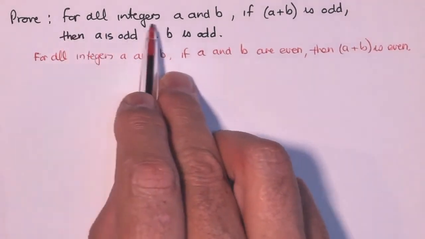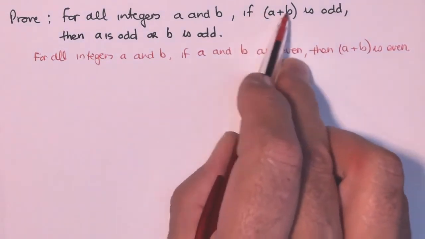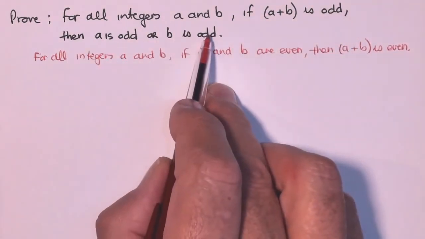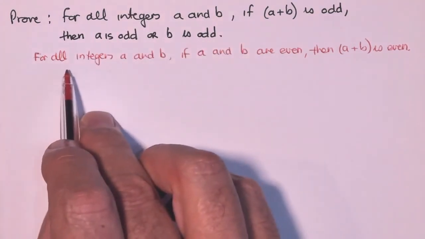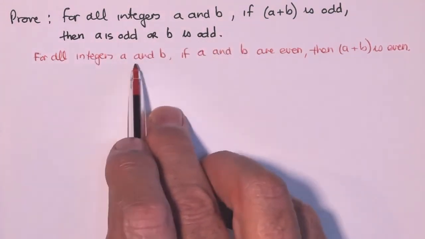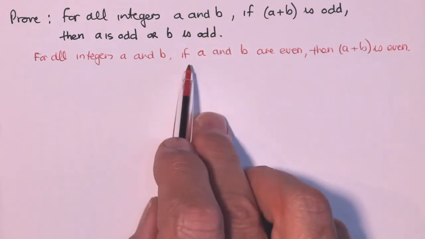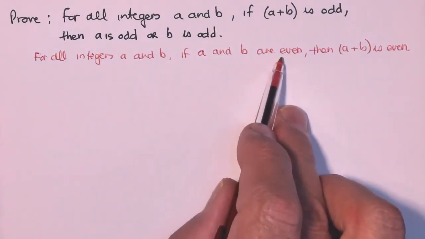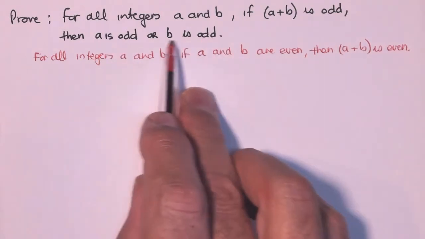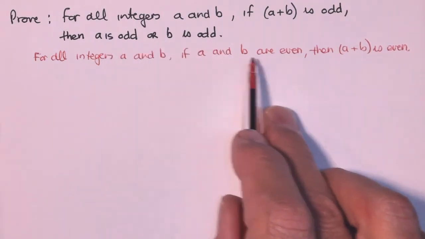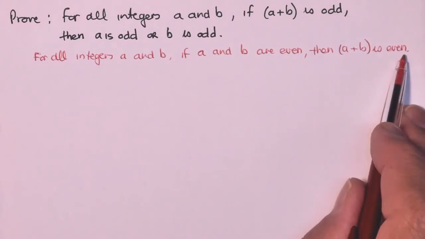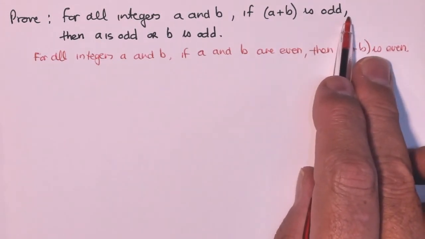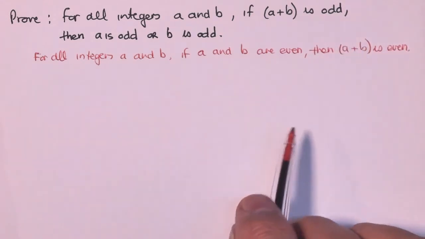It used to say for all integers a and b, if the sum of the integers is odd, then a is odd or b is odd. Now we're turning it into its contrapositive. For all integers a and b still, if a and b are even, so it discounts the possibility of them being odd, then the sum is even, which takes away the possibility of being odd. Okay, I hope we understand that.